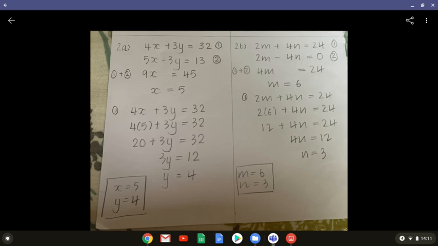Hi guys, more simultaneous equations. So we're going to have a look at question 2 as well. If I looked at 1a and 1d in previous videos, let's have a look at 2a and 2b.